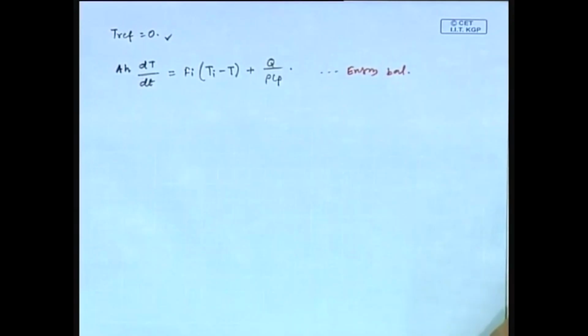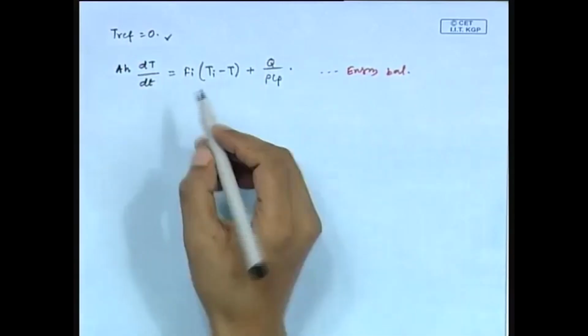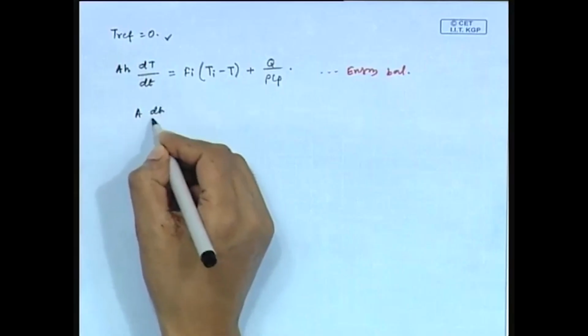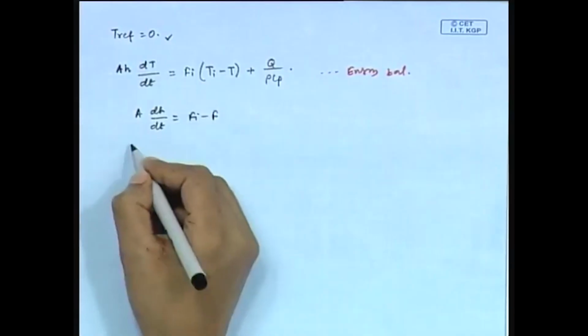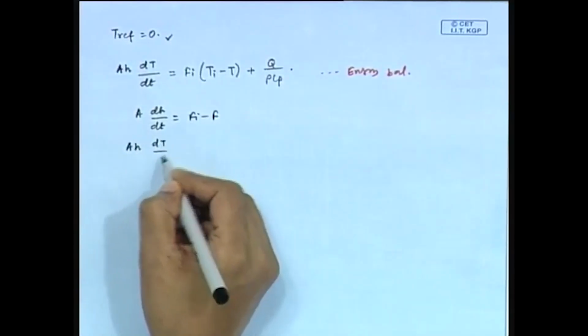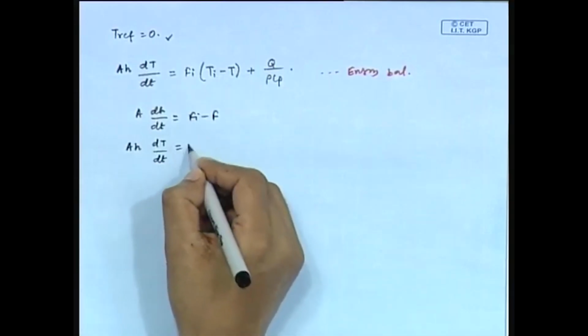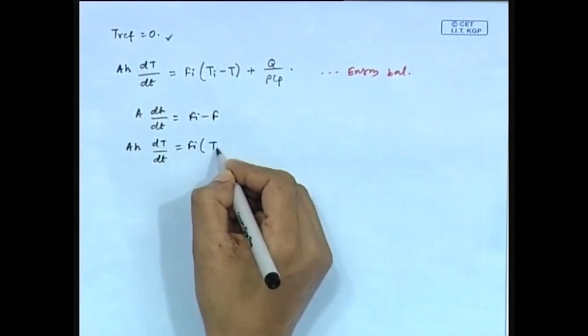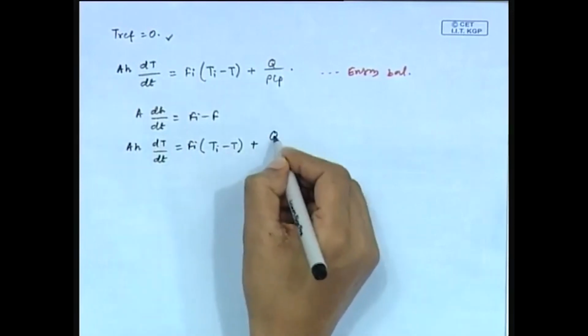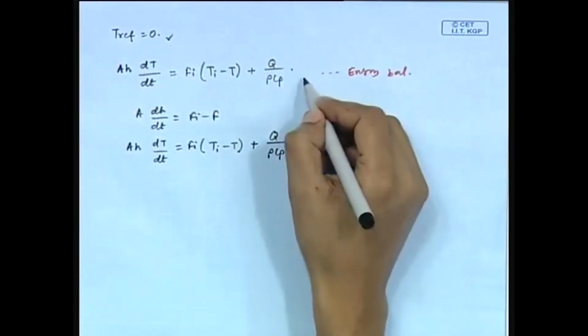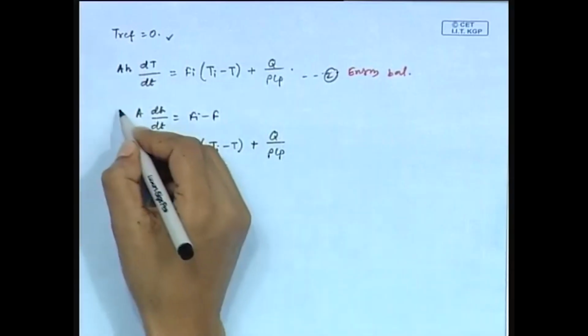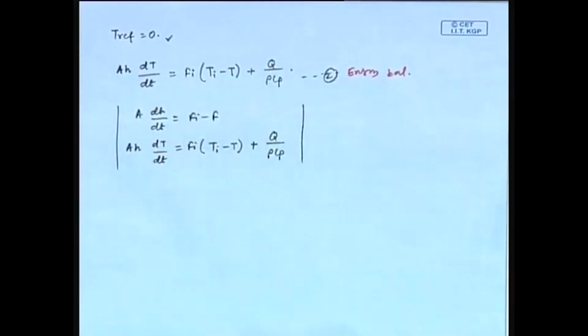Fine. So, there are basically two equations, one based on total mass balance and another based on energy balance. The first one is A dH/dt equals Fi minus F, and this is A dT/dt equals Fi (Ti minus T) plus Q divided by rho Cp. You give some equation number to this, suppose this is equation number 2. So, this is the model structure.